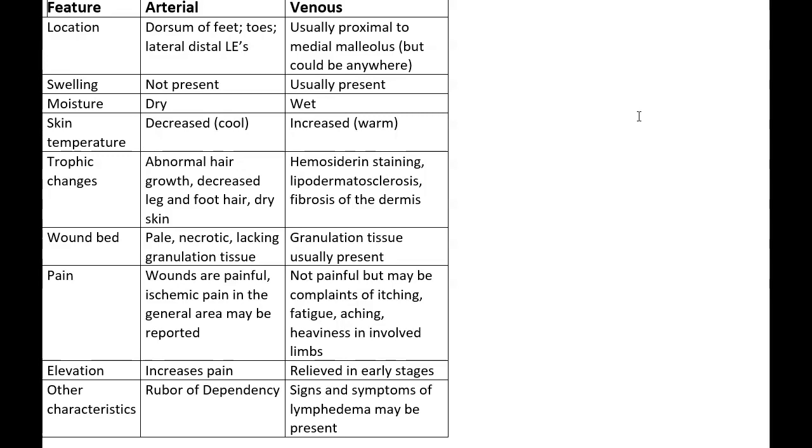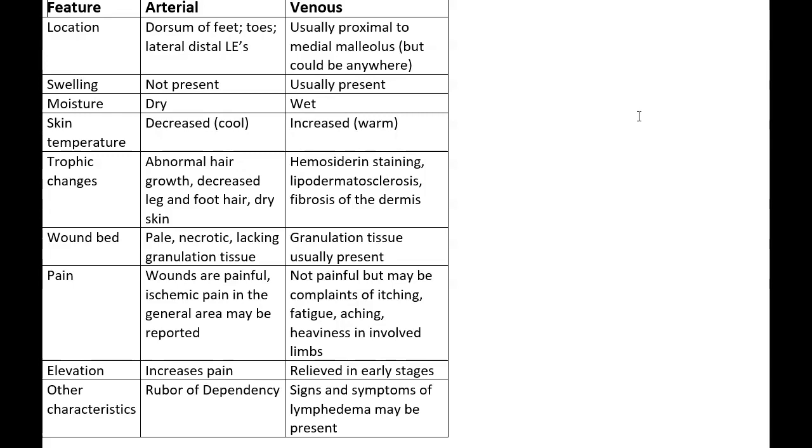Looking at the wound bed. A healthy wound bed, if you were to look at a wound and some things you might be looking for, you want to see some nice pink granulation tissue, pink indicating good vascularity of the wound. You're not going to see that in a wound bed of an arterial wound. It's going to be pale because of the lack of vascularity.